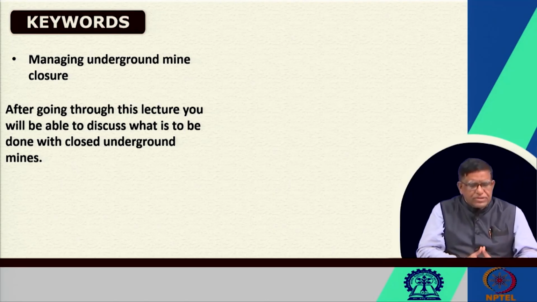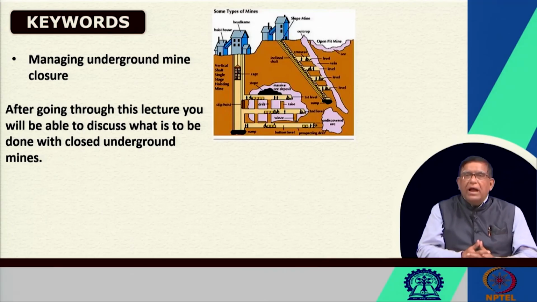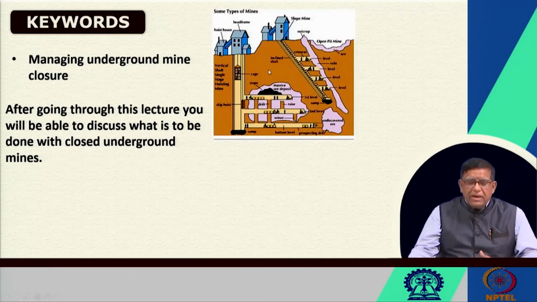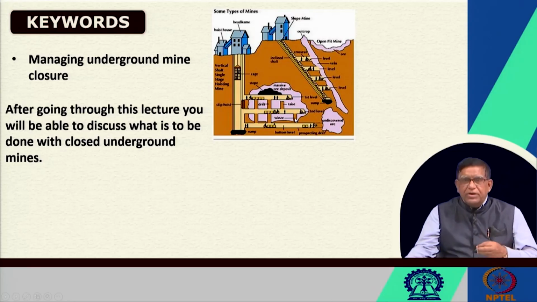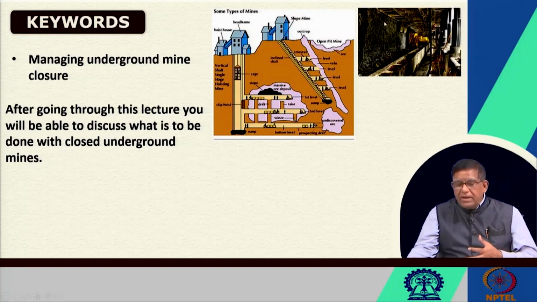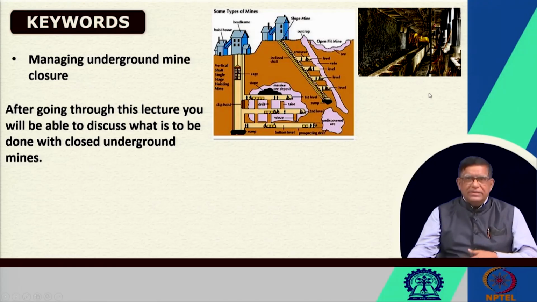After this lecture you should be able to discuss what is to be done when we are going for closing an underground mine. As we said, underground mining may be by different methods. We can have an inclined shaft or a vertical shaft. Below the ground, a lot of space, structures and machines are deployed during the mining: the machines used for operating, electrical connections, pumps and all machinery are brought down there.